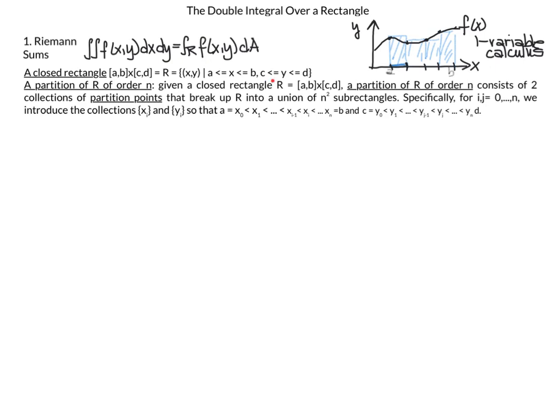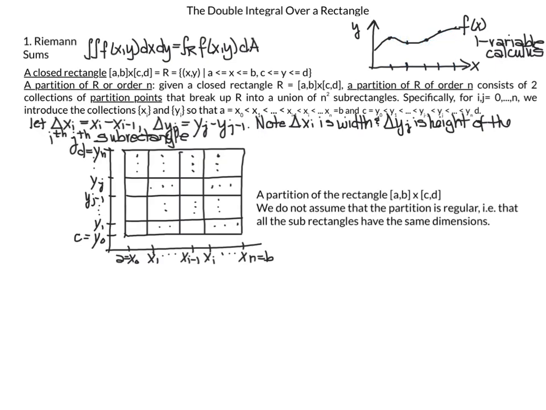This is kind of a long wordy definition, but essentially a partition of order n means we're going to divide up the x axis into n subdivisions or n partitions. We're going to divide up the y-axis into n partitions so that in general we're going to get n squared subrectangles. So here is an example. If we have x going from a to b, y going from c to d, we can partition x into all these little partitions, and then we have all these subrectangles.